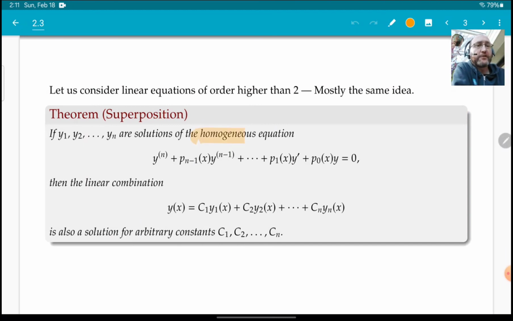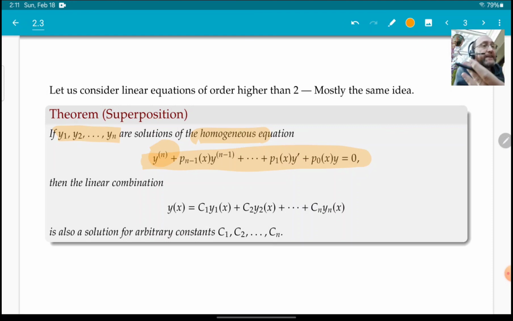Suppose that I have a homogeneous linear equation of order n, right? So this goes up to the nth derivative, right? And I have n solutions, y1, y2, y3, all the way up to yn, right? So if n is 4, I have y1, y2, y3, y4, right? And suppose that they're all solutions of this equation. That means if I plug them into here, they satisfy the equation, right?